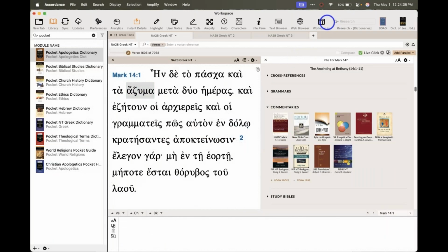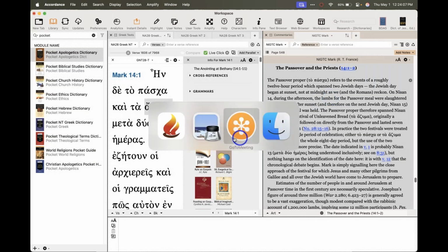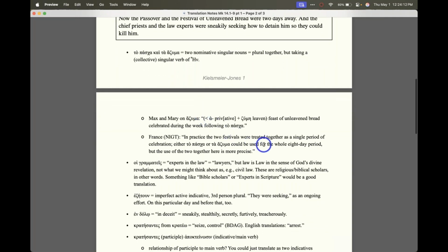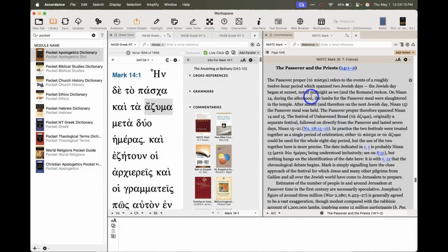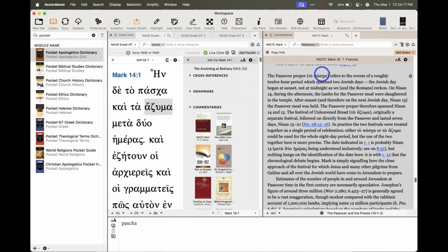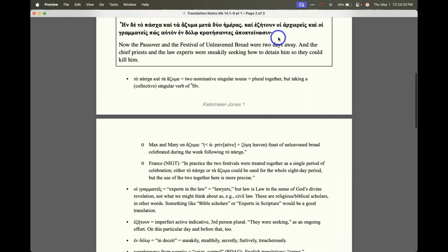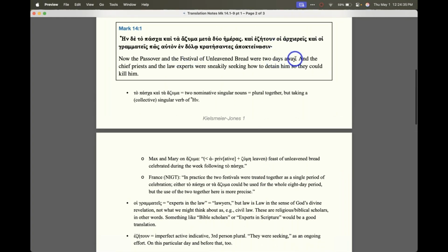And that is consistent with what France says, which was not in what I gave you, but yeah, here we've got the Passover proper refers to the events of a roughly 12-hour period, which spanned 2 Jewish days. The Jewish day began at sunset. So he gets into that more and talks about the details of that. So you could consider, when you translate, even with the word days, if you want to bring out some kind of nuance like that in your translation. But yeah, thanks for that comment.